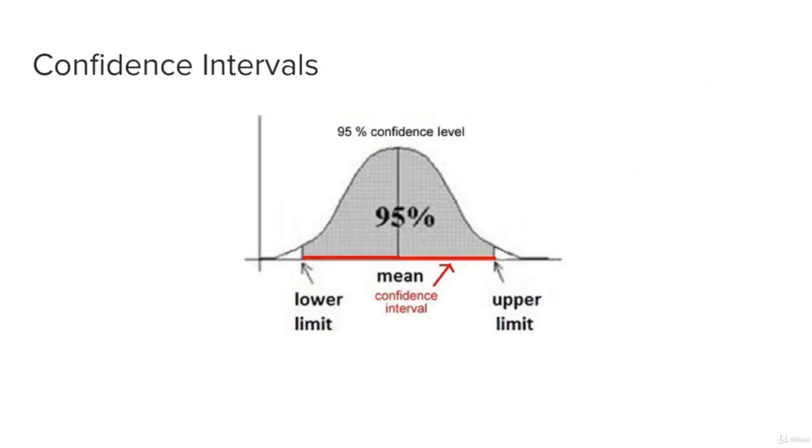So let's talk about confidence intervals. A confidence interval is the position or area under the graph which tells us the confidence level of how confident you are about a particular distribution. It has a lower limit and an upper limit. Under the normal distribution, this particular region under the curve shows that you're 95% confident that the mean and the other values lie in this region.